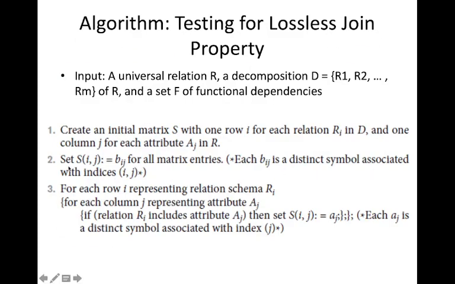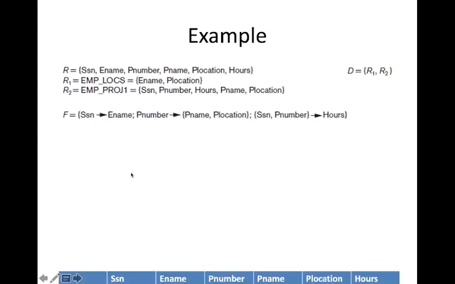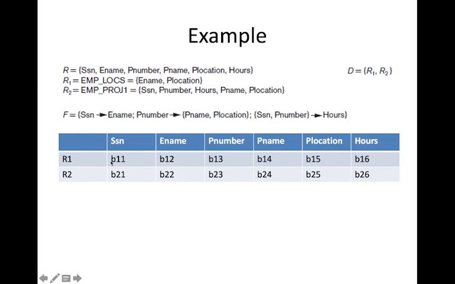Then in the second step, we have to set some values of Sij. So Sij equals Bij for all matrix entries. You simply put Bij values. The first row will be B11, B12, B13, like that up to B16. Then the second row will be Bij, where i denotes the R and j denotes the column. So B21, B22, B23, like that we will be setting. Okay, this is the second step of the algorithm.